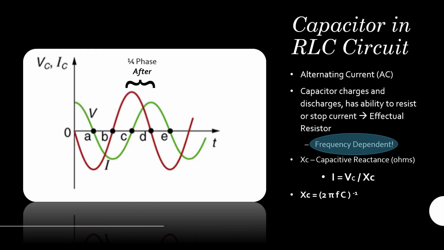And we can calculate that if we know the frequency of the system and we know the capacitance of the system. Then we can use that to calculate this capacitive reactance, which is basically just a value of how this capacitor is going to react to try and impede the current or impede the change of current in this circuit.